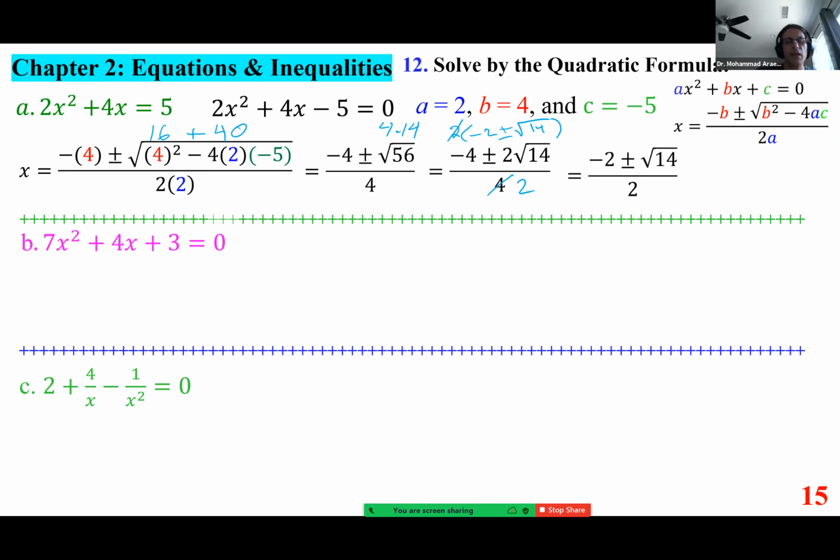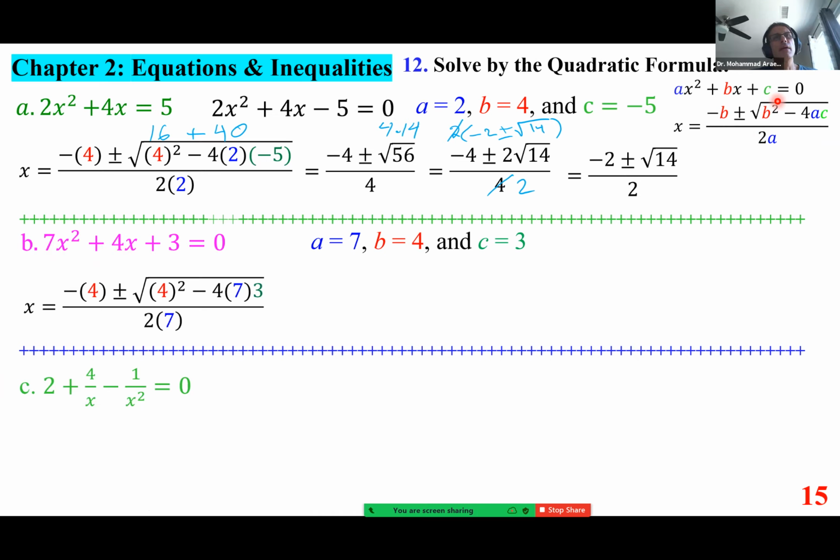Part B, basically, we're going to repeat the same thing, everybody. A is 7, B is 4, C is 3. Plug it into the formula. And do the math. This gives us negative 68.